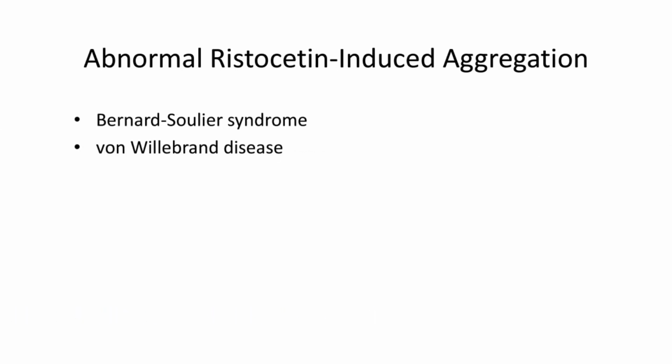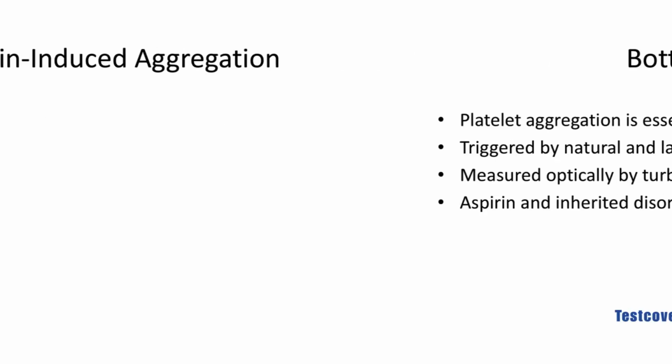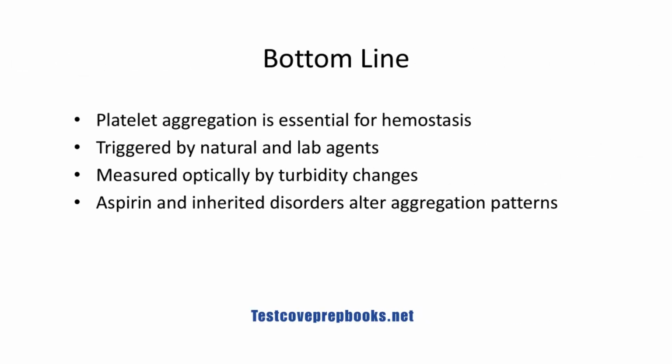Certain diseases show abnormal aggregation with Ristocetin. In Bernard-Soulier syndrome and in von Willebrand disease, Ristocetin-induced aggregation is defective. The bottom line: platelet aggregation is essential for hemostasis, can be triggered by many natural or laboratory agents, and is measured by optical methods. Aspirin and certain inherited disorders produce characteristic abnormalities that are important in diagnosis.